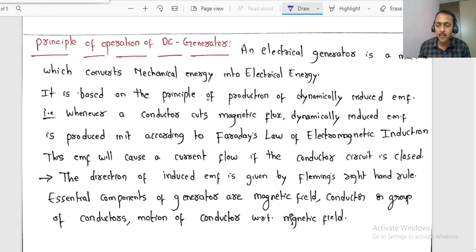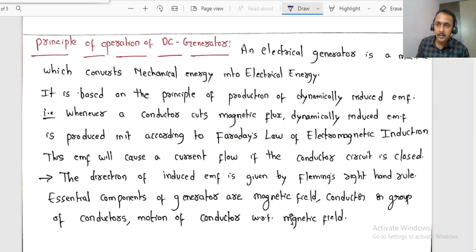Now, this EMF will cause a current to flow in the conductor if the circuit is closed. The direction of the induced EMF is given by Fleming's right hand rule. Now, the essential components of the generator are the magnetic field, a conductor or some group of conductors, and the most important thing is that there must be motion of the conductor with respect to the magnetic field.